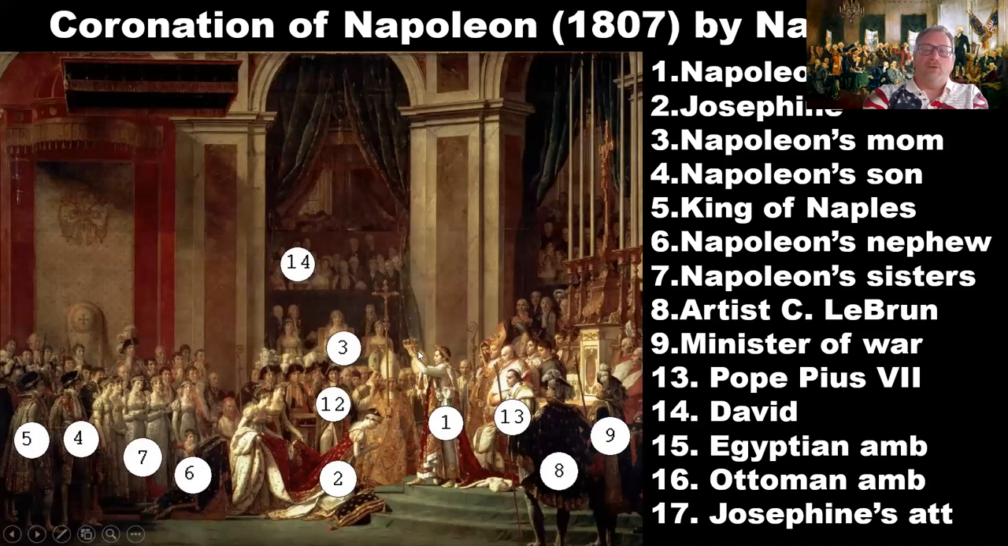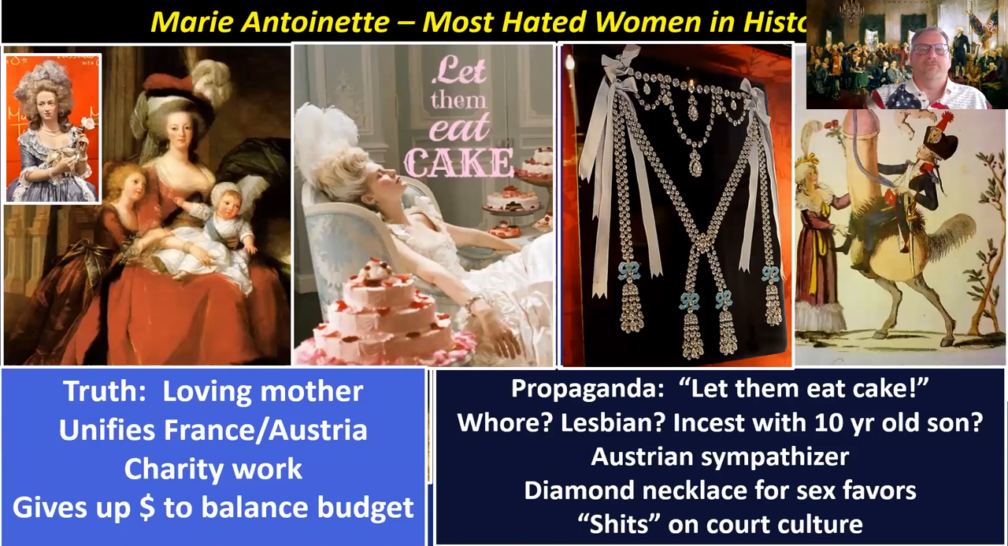And you could note all the individuals that are here. We have Napoleon, his wife Josephine on her knees about to be crowned. We have Napoleon's mom, number four over here, Napoleon's son, the King of Naples. Even the Pope was there. And so you can see a number of individuals. Not all these individuals were here. This is a made up fictitious way of creating him as this powerful figure, as if even the popes and the Egyptians and the Ottomans, all over the world, did support Napoleon. Just wasn't the case.